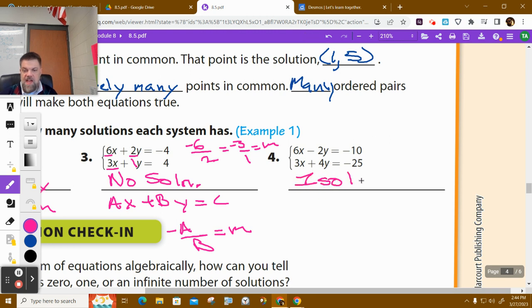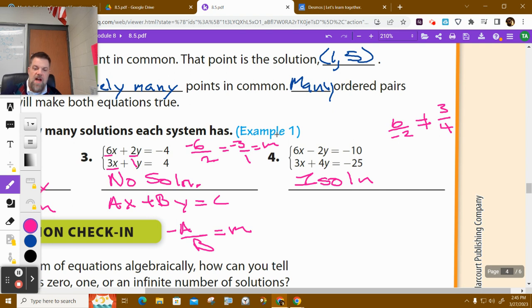Now we could double check that. 6 divided by -2 does not equal 3 divided by 4. So it's not parallel, and they're not scalar multiples. So that means it's going to intersect. Does that make sense to you guys?